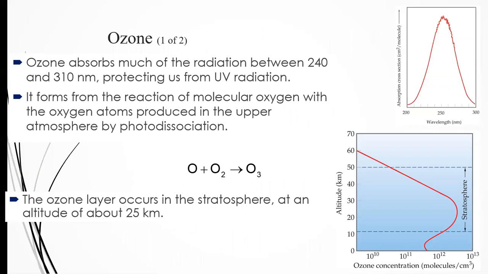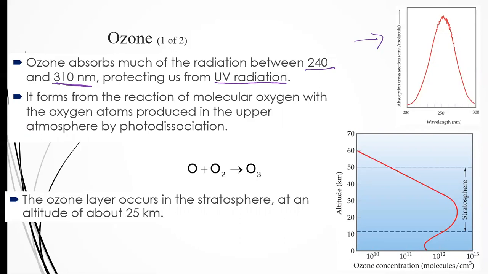But it can be unique for each of those molecules depending on when they absorb. So ozone absorbs radiation between 240 and 310 nanometers. In this range, you can see the peak over here. The ozone will absorb strongly that light coming in, those photons, and it will help prevent that UV radiation from coming to the surface.